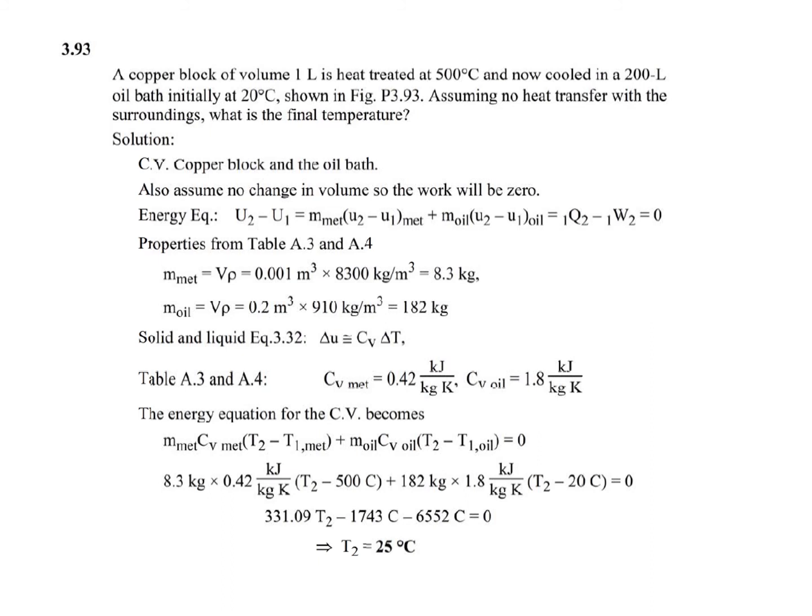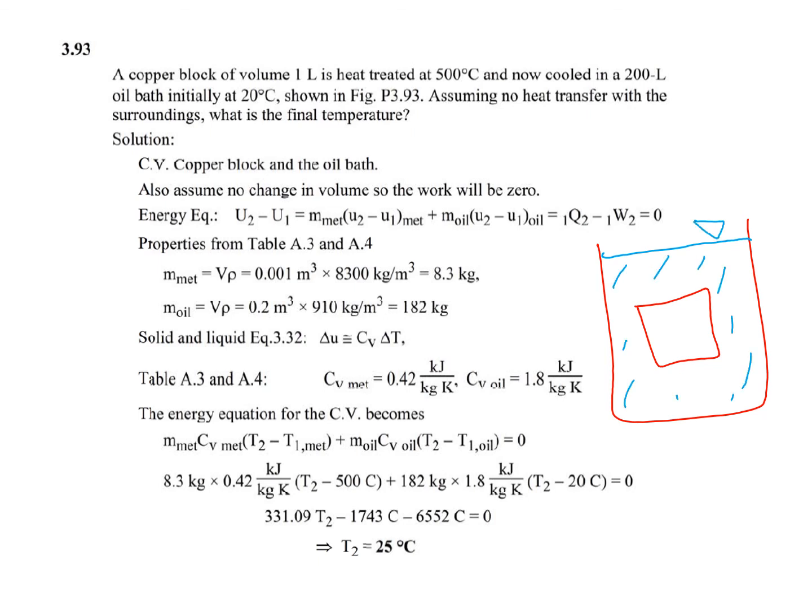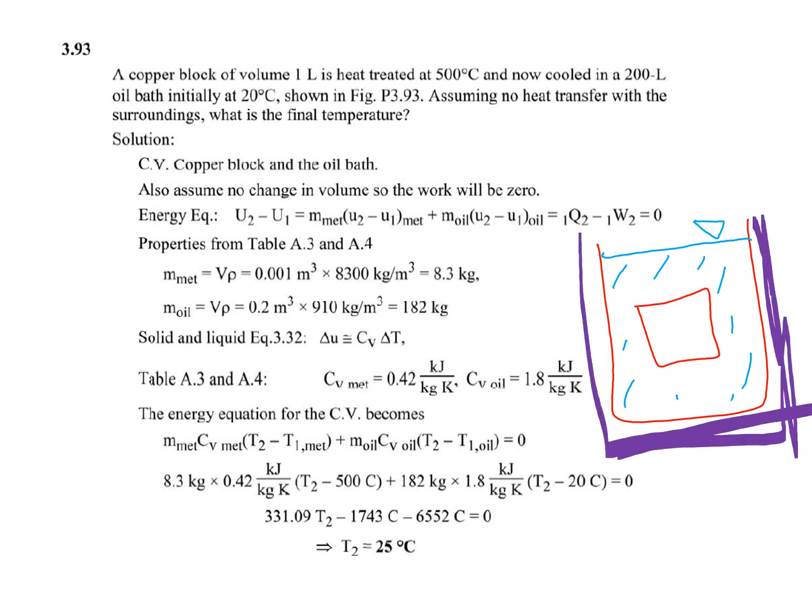and then we put it in an oil bath of 200 liter, and we assume that there's no heat transfer to the surrounding. This is the oil bath, and this is 1 liter copper in it. And this is oil. So we have assumed that there's a certain insulation, and we have restricted any kind of heat flowing to the surrounding out of this oil bath. So no heat escapes.